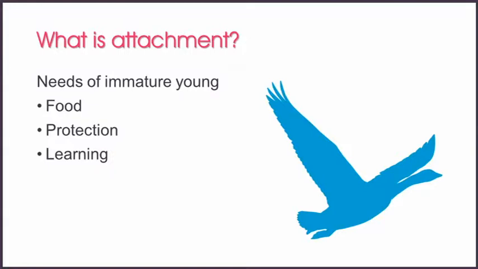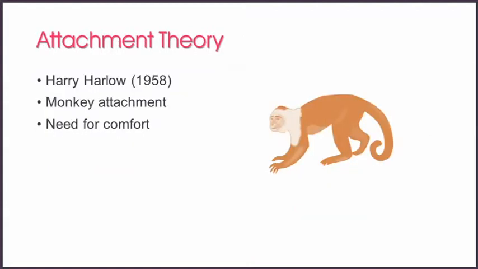However, this does not explain how humans can form equally strong relationships with others, for example paternal, between siblings, marital or romantic relationships. Therefore, we must ask the question, what else does this relationship provide apart from food, protection and learning? Harry Harlow explored this question in the mid-20th century with a set of studies using young monkeys.